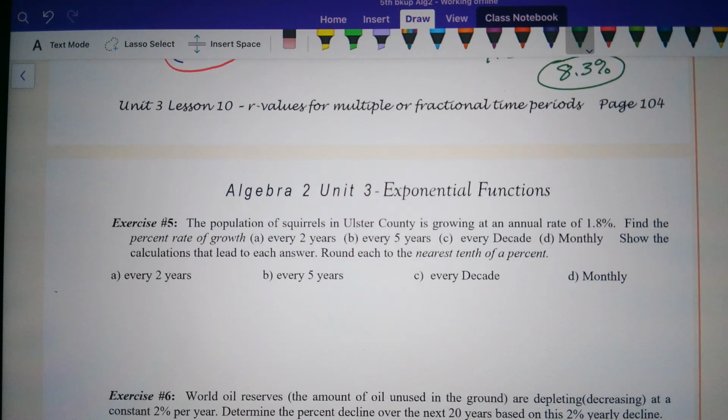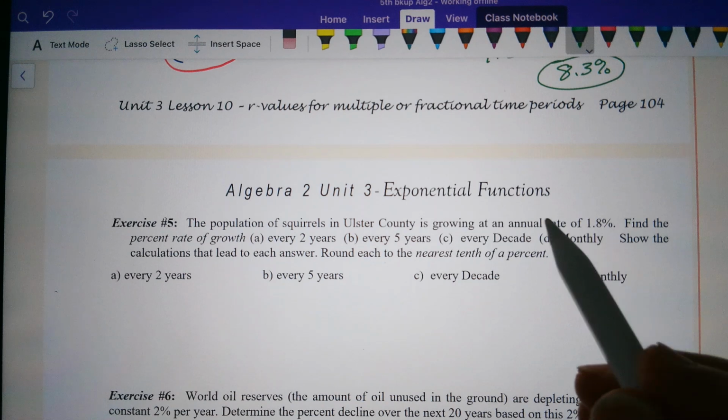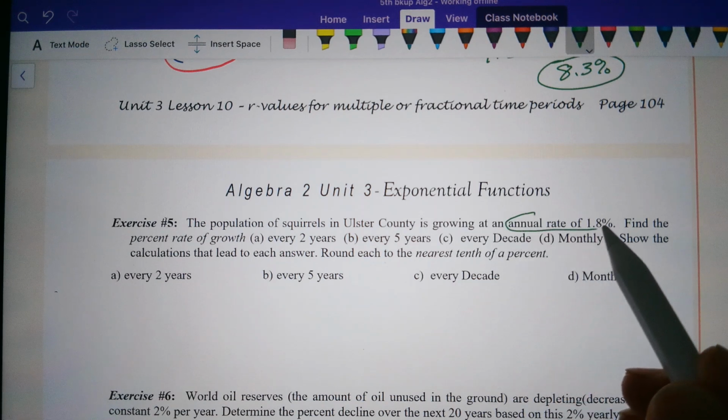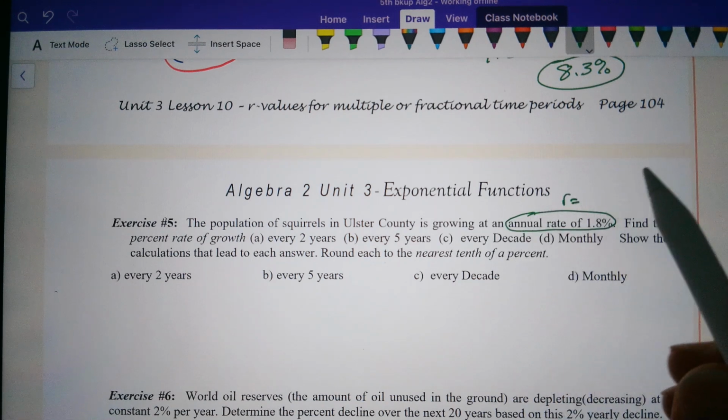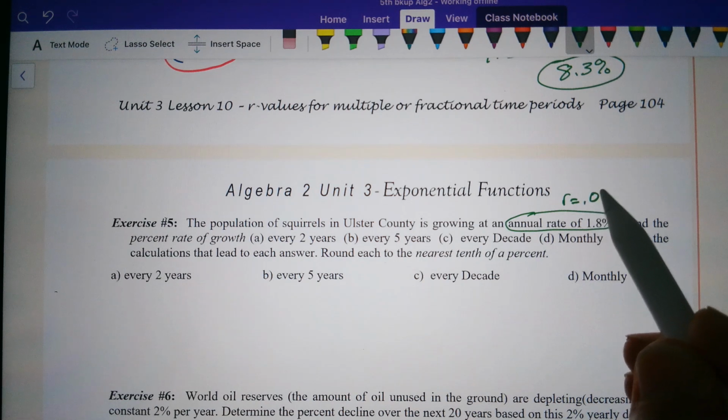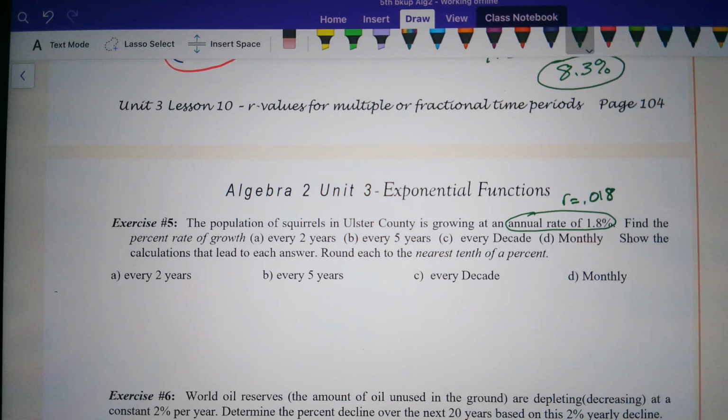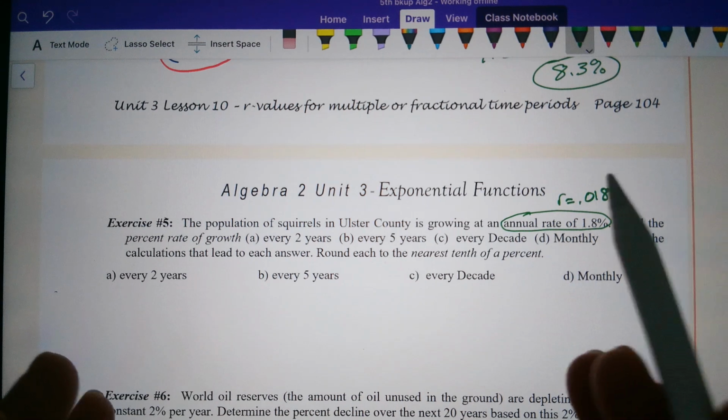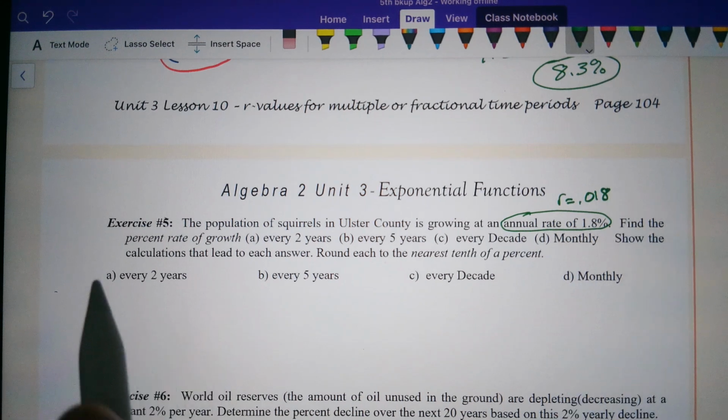Exercise 5: the population of squirrels in Ulster County is growing at an annual rate of 1.8%, which means our lowercase r is 0.018. Find the percent rate of growth for every 2 years, 5 years, a decade, and then monthly. Okay, so 2 years is a larger time span, so we raise to the power of 2.